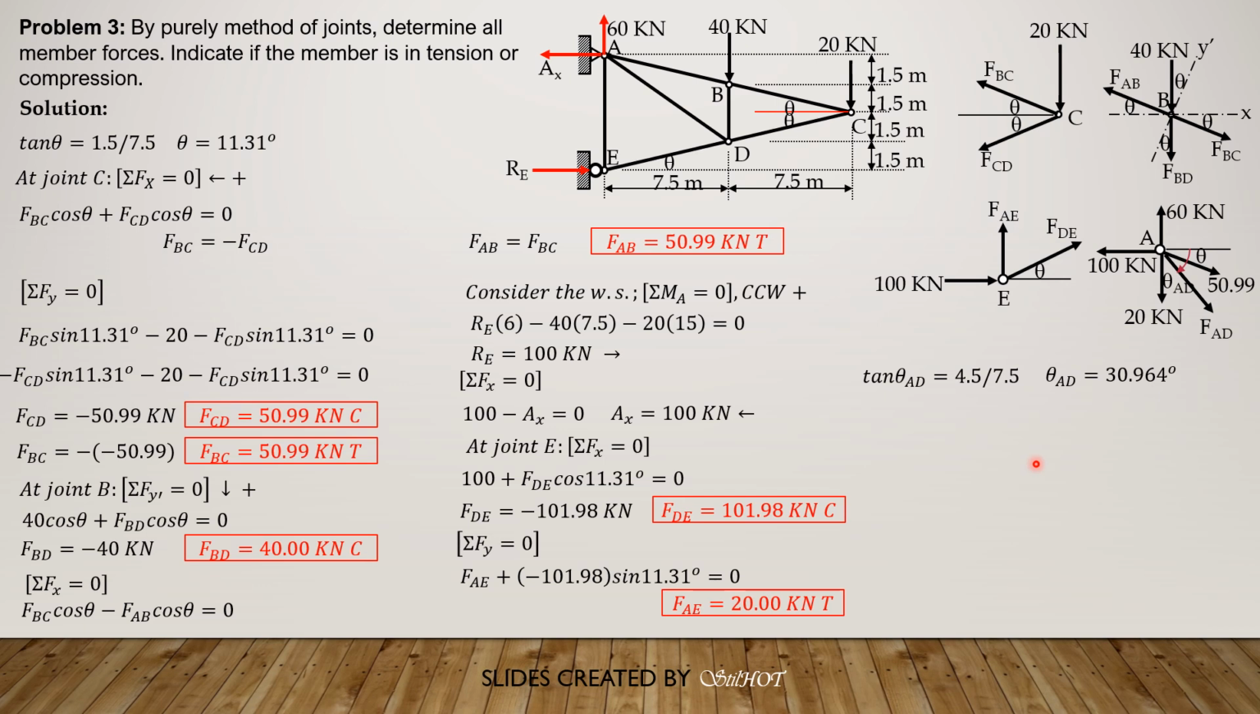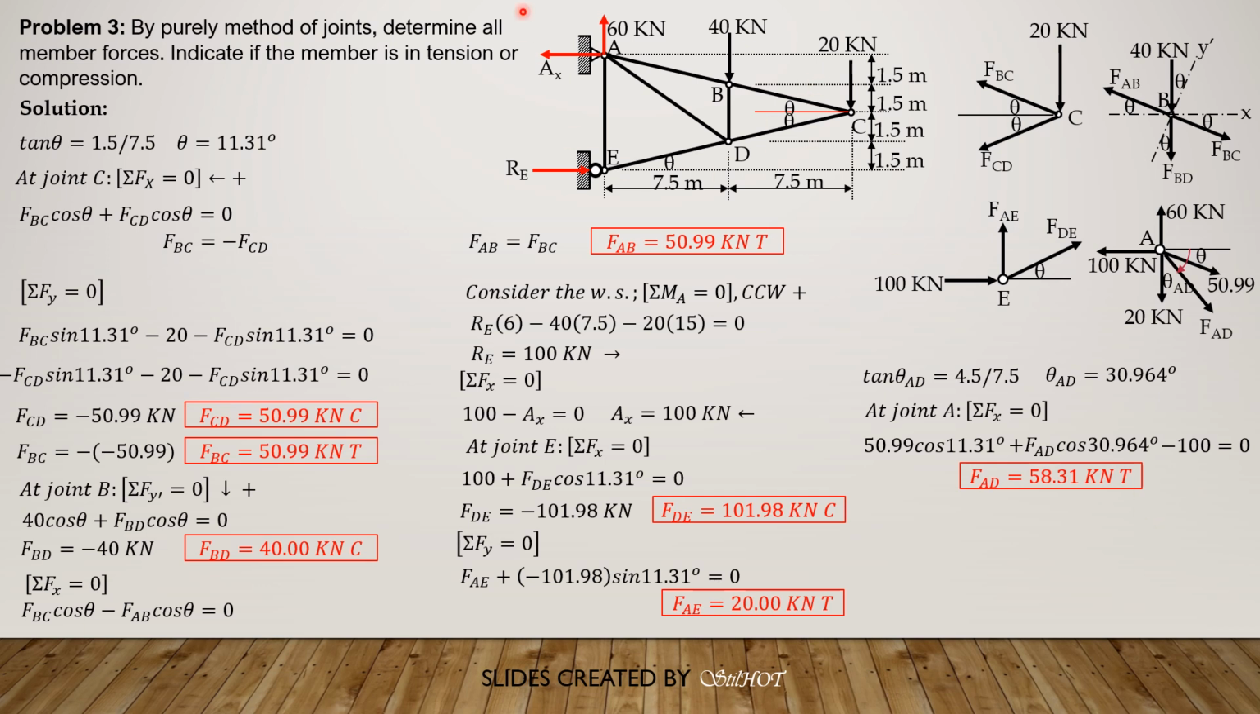So first, let's have summation forces maybe along X or along Y. Anyway, the remaining unknown is AD. So at joint A, summation forces X equals 0. So we have FAB, which is 50.99 cosine of 11.31 plus FAD times cosine of 30.964, then minus AX minus 100 equals 0. Solving for FAD, FAD is equal to 58.31 kilonewtons. Since it is positive, it is tension.